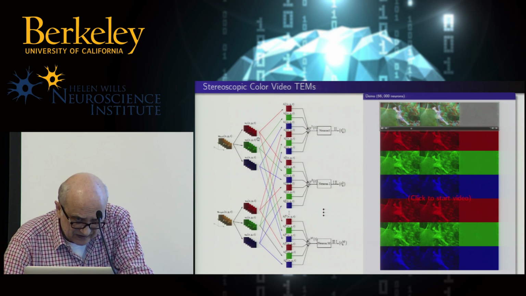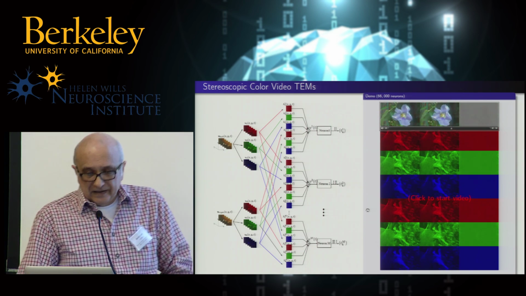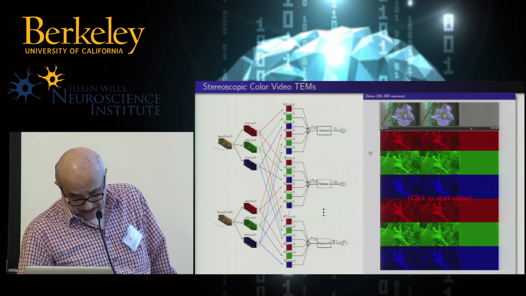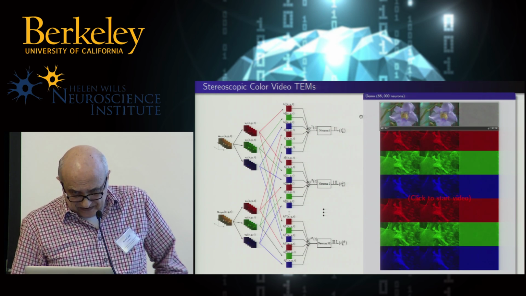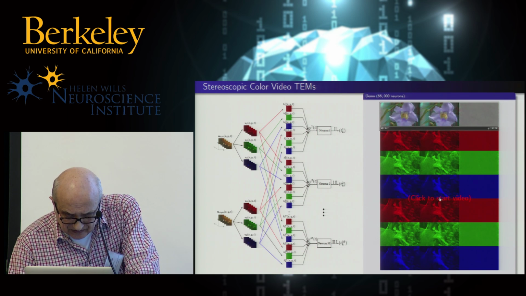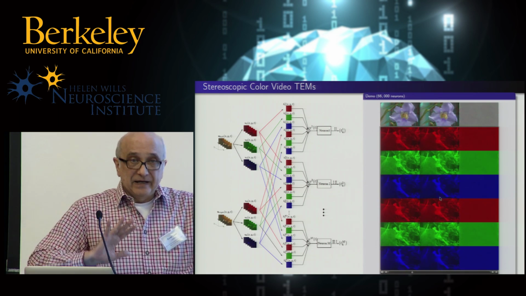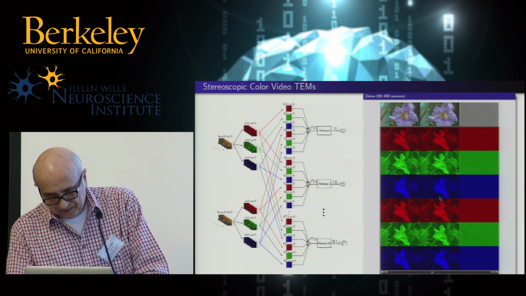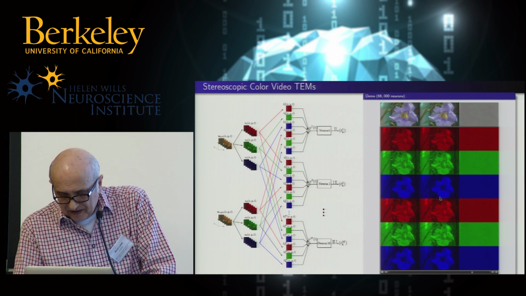So I have 2 eyes, 3 colors, all is sort of multiplexed together. They all go through the same circuit of neurons. There are something like 66,000 neurons here for the screen size. And we can recover the signal from each eye separately and each color separately. So, in other words, this is a demixing operation.